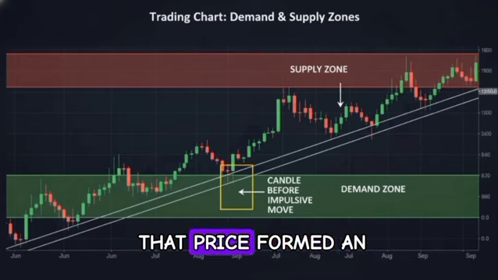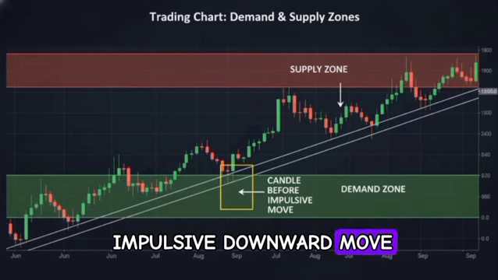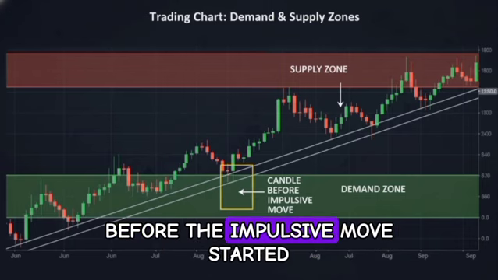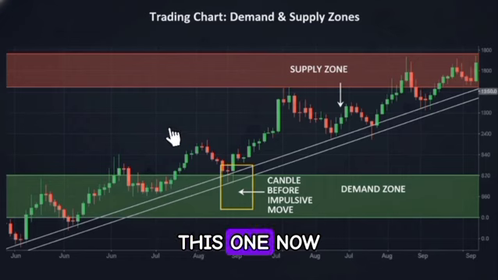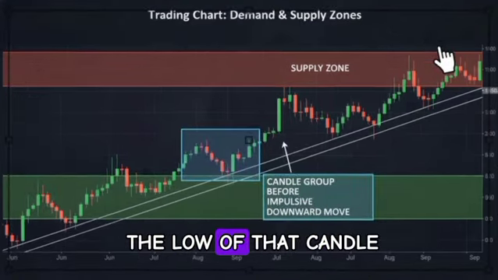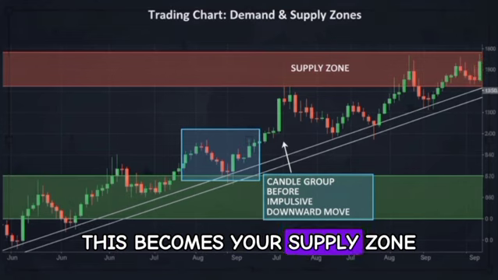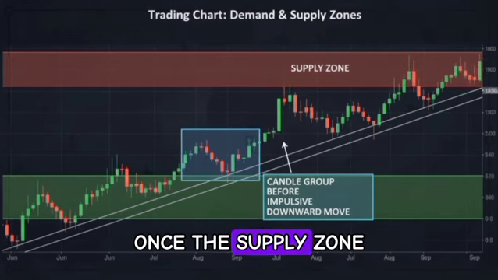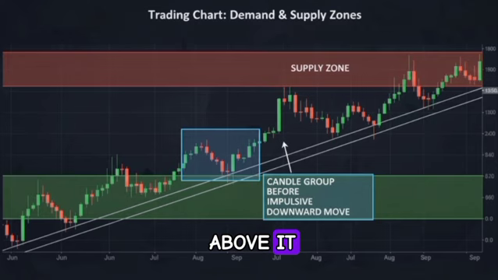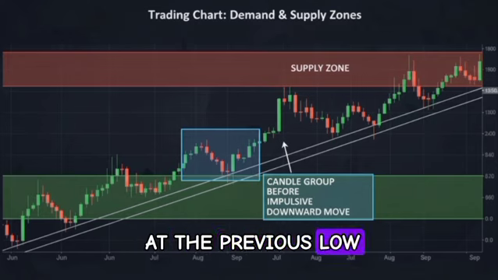Here you can see that price formed an impulsive downward move. To mark the supply zone, highlight the last candle before the impulsive move started, this one. Now use the rectangle tool to draw a zone from the high to the low of that candle. This becomes your supply zone. Once the supply zone is identified, you can set your entry a little below this zone, your stop loss slightly above it, and your take profit at the previous low.